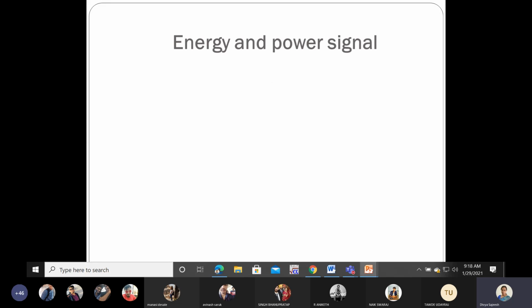Now let us come to the next type of signal, energy and power signals. Whether the signal contains energy or whether the signal contains any average power. So you have to check whether.